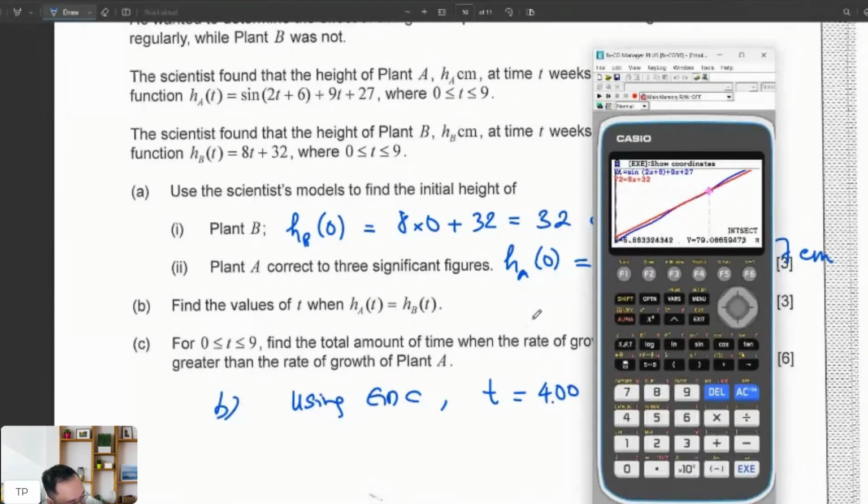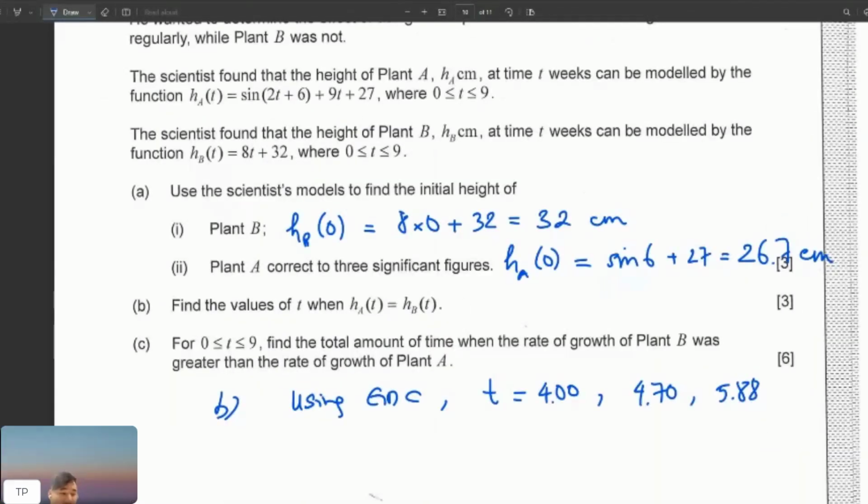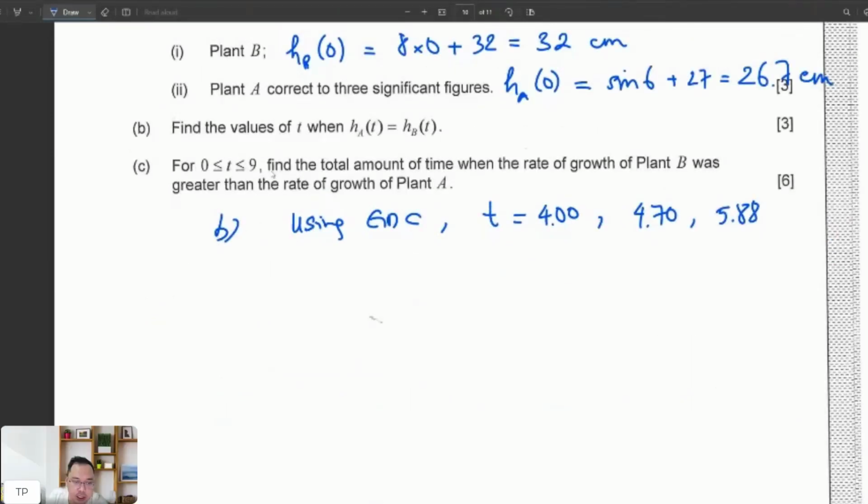Did you do that using the GDC to practice? Not just like watching. Attempt to solve with the GDC. Oh, sorry, I was on mute. Yeah, I'm practicing right now on the calculator. You got the same answer, right? With the GDC. Yep. Next, find the total amount of time when the rate of growth of plan B was greater than rate of growth of plan A.